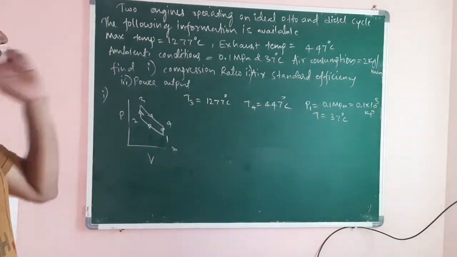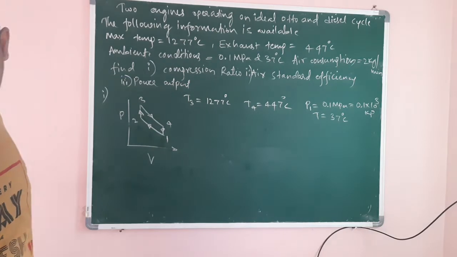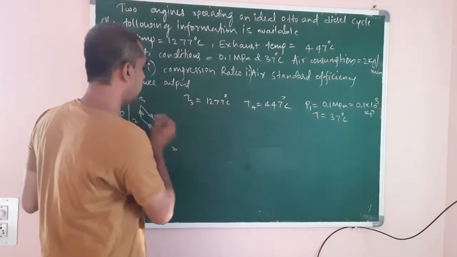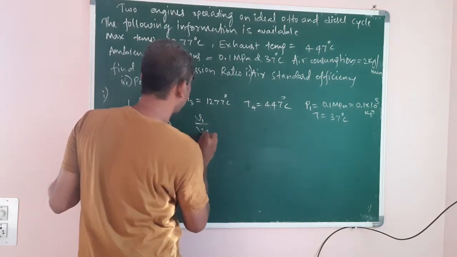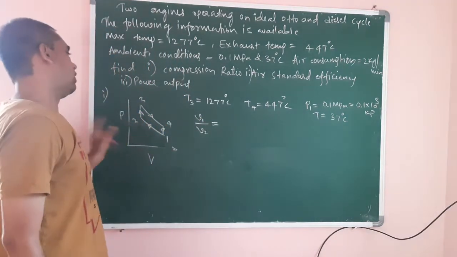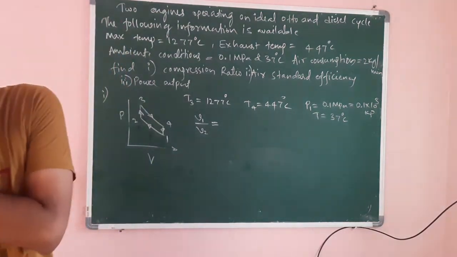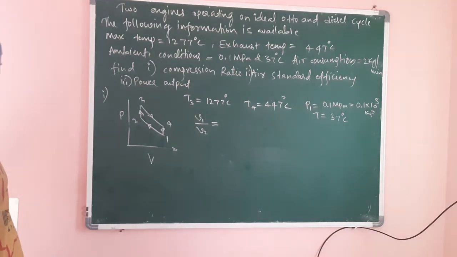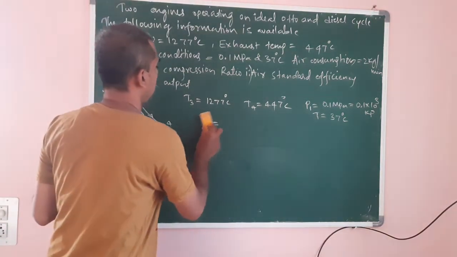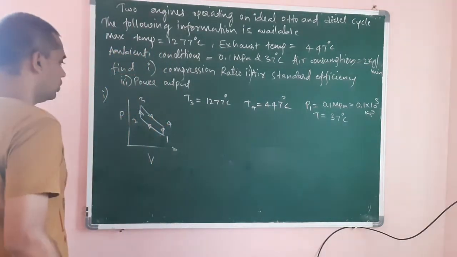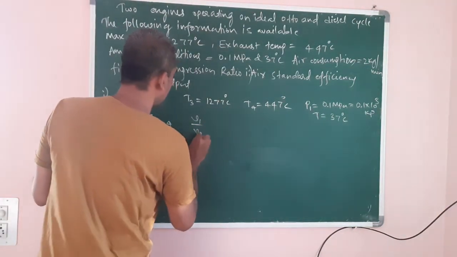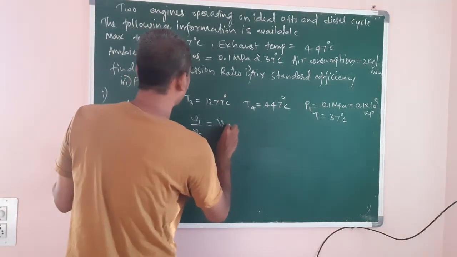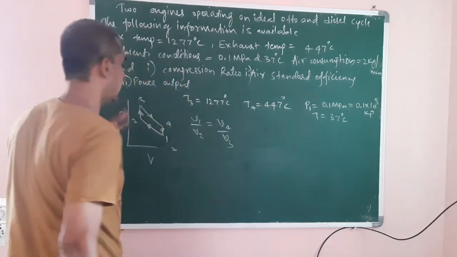We have to calculate efficiency, compression ratio and power output. Compression ratio will be P1 divided by P2. What is the relation for P1 by P2 in terms of temperature? If we calculate P1 by P2, what do we know? P1 is equal to P4, and P2 is equal to P3. So it is nothing but P4 by P3. Like that also we can write.